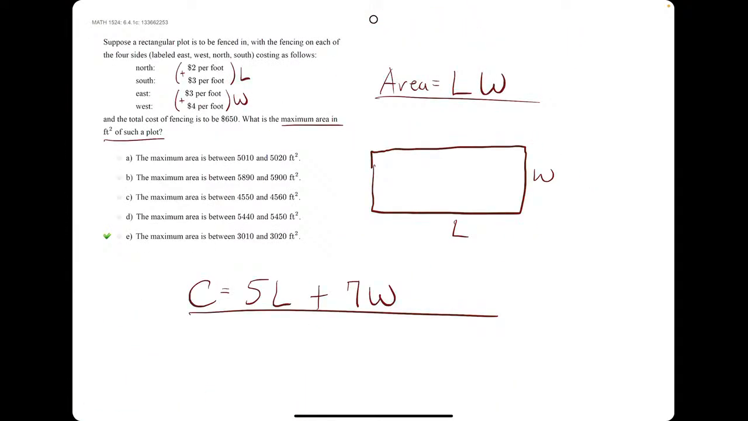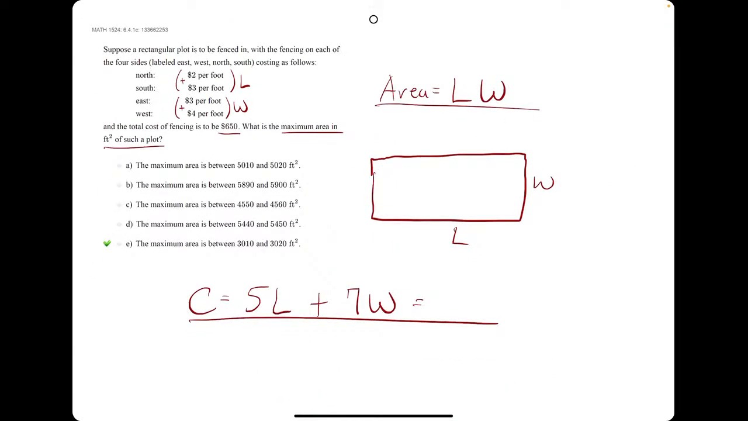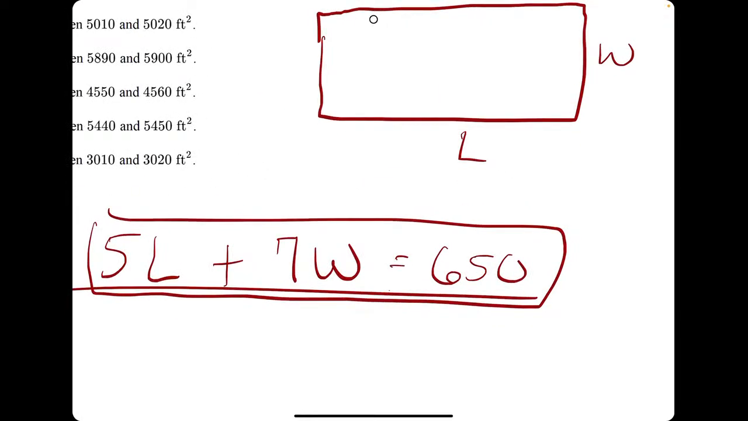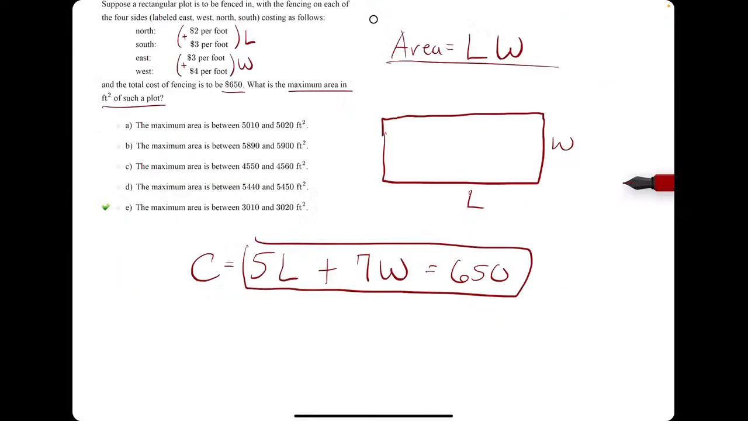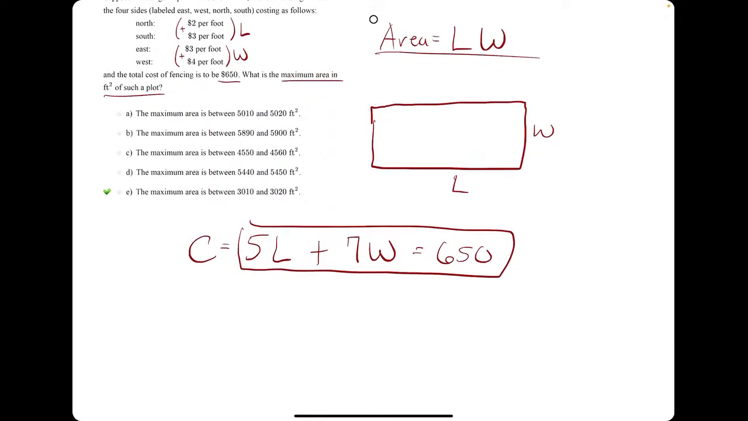If you need a breakdown of why this makes sense, I think I've put it in the videos I've made for these problems, so check those out. But I'm trying to be efficient here. So we have cost is equal to this, and we know that cost is also 650. So we set this cost expression equal to 650. What that allows us to do is represent one of these variables in terms of the other.